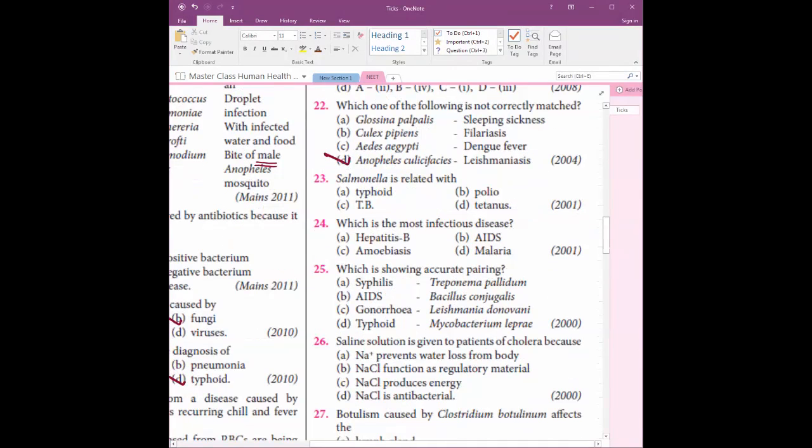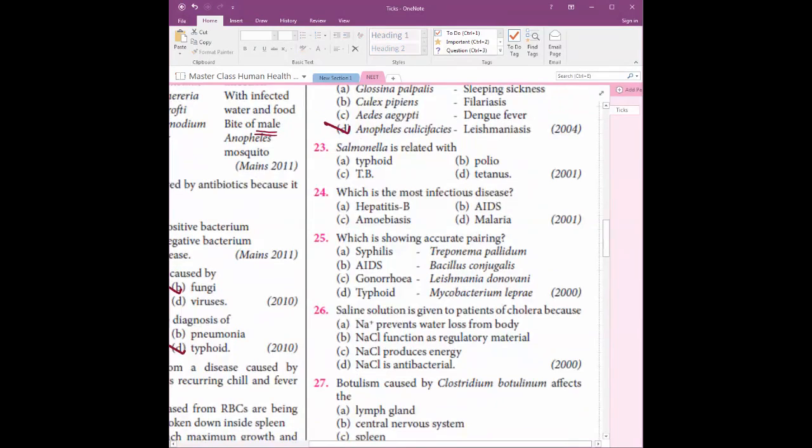Okay, salmonella, guys, without any doubt. Chalo, quickly. Salmonella is related with. Yes, very nice. Parnavi, Sia, Samiksha. Yes.